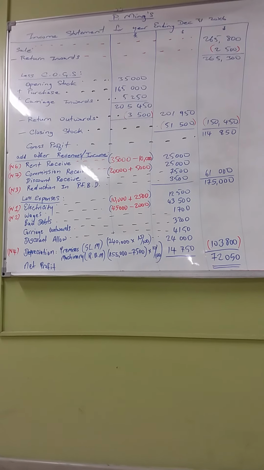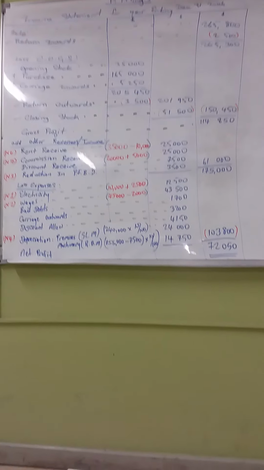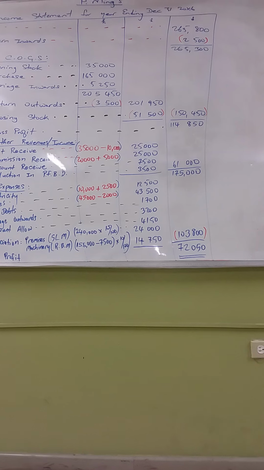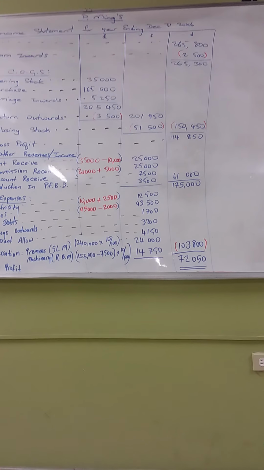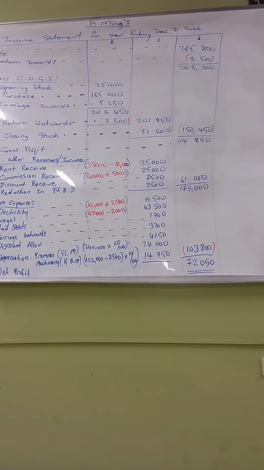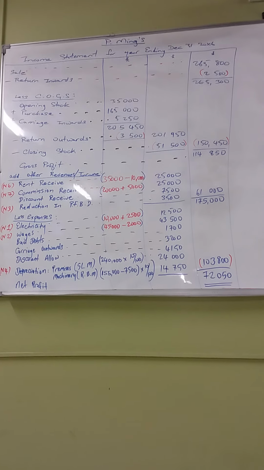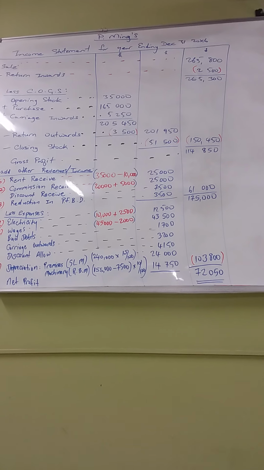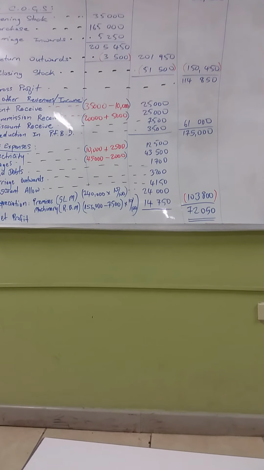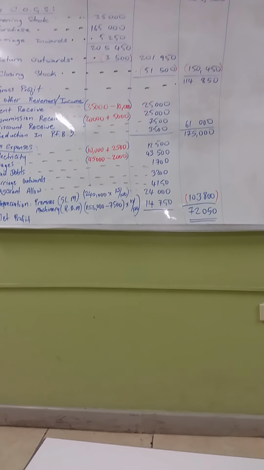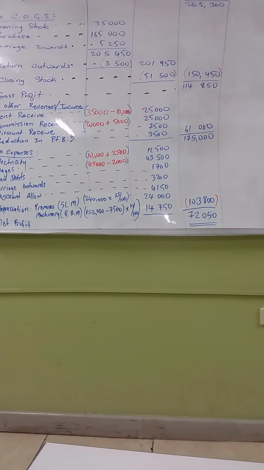Alright. So we're now where the return outwards is. So you minus the 3,005. When you minus that, you get 201,950. You bring it to the second column. Now below that, you subtract your closing stock. Your closing stock is found in your footnotes, meaning after the trial balance. Your closing stock here was 51,500. When you minus your closing stock from the 201,950, you get 150,450.